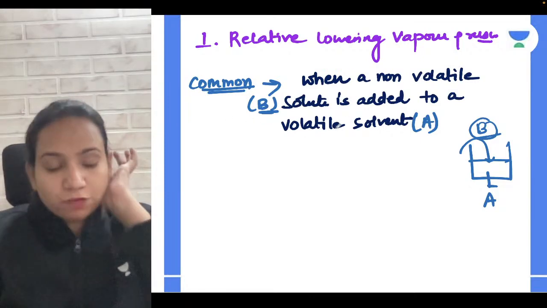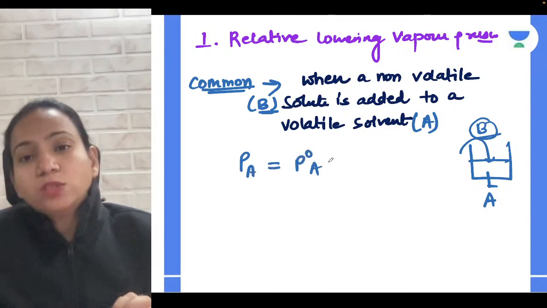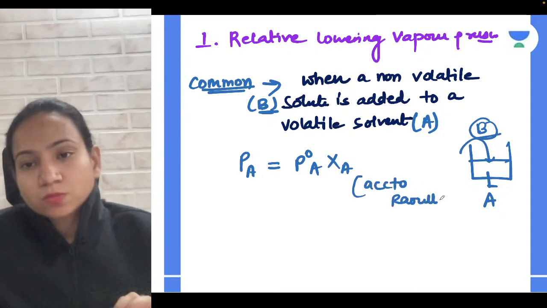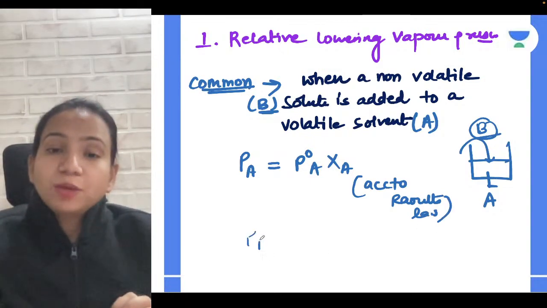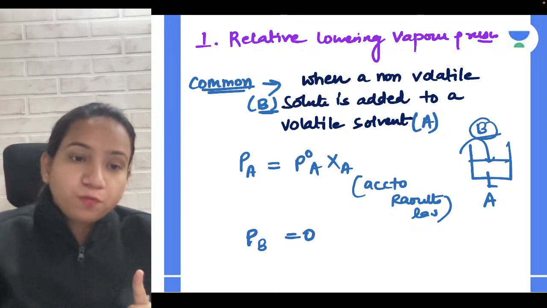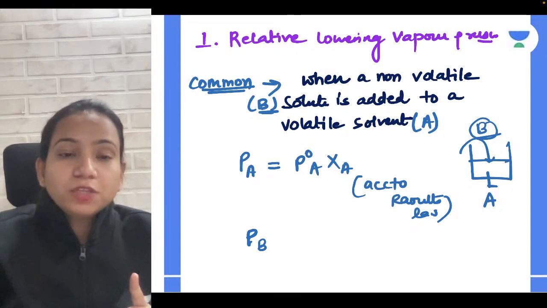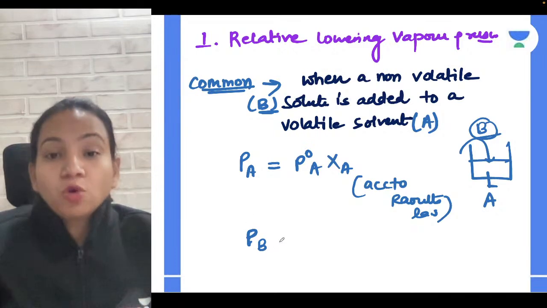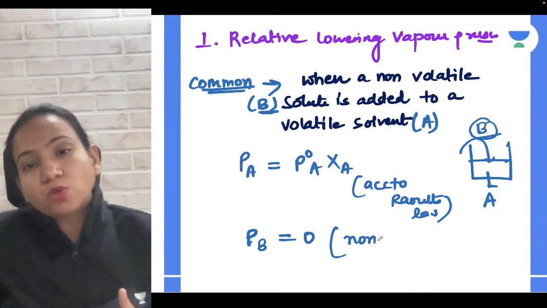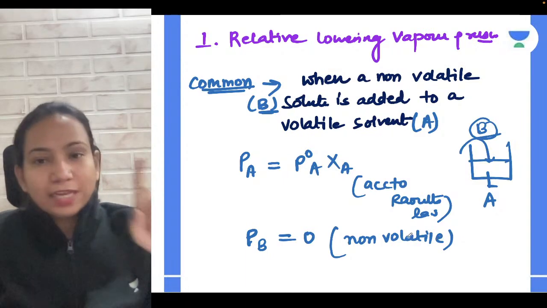So what will happen to the relative lowering of vapor pressure? We can write PA according to Raoult's law: PA = P0A XA. We can express that. But guys, PB, the vapor pressure due to the solute, will be 0, no? Because it's non-volatile. Will it contribute towards the vapor pressure? No, because the solute is non-volatile. As the solute is non-volatile, PB will be equal to 0. Very simple.